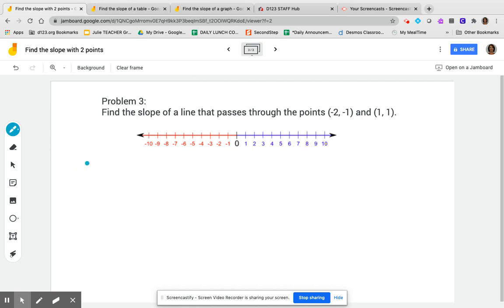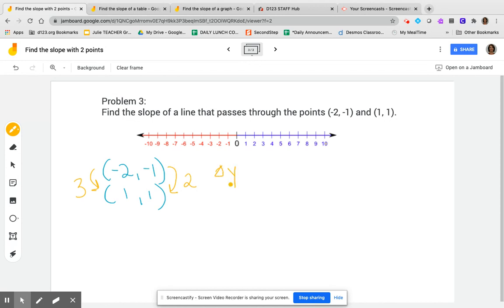My last problem, -2, -1, and 1, 1. So I'll rewrite my ordered pairs, one on top of the other. I'm going to look from -1 to +1. That's a move of 2, positive 2. And from -2 to +1, that's a positive 3.